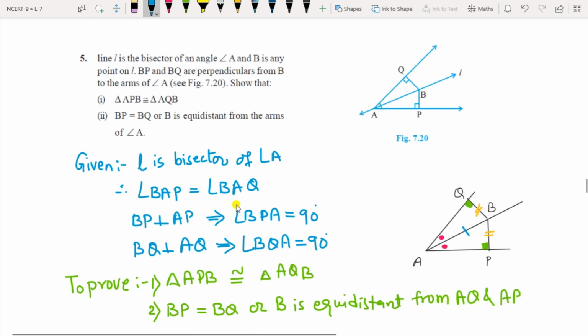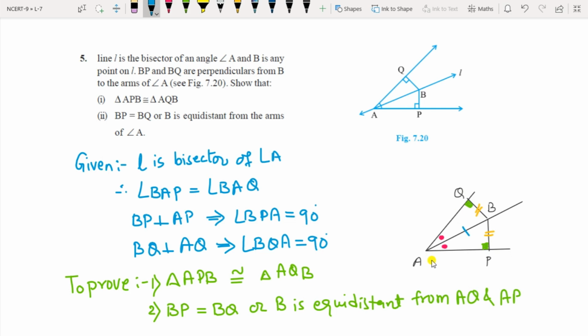Fifth question here. This is an angle A. This is the bisector of angle A. L is the bisector of angle A. So these two angles become equal now, that I have shown here in pink. BP and BQ are the perpendiculars drawn on these rays. So this is 90 degree and this is also 90 degree. We have to show that this triangle and this triangle are congruent. Okay, and we have to show that BQ and BP are equal in length, that is they are equidistant from these arms of the angle A.